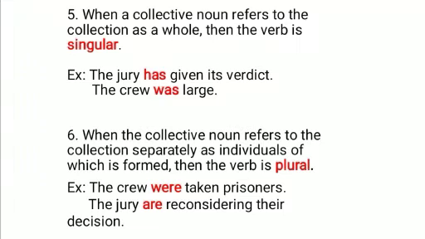Coming to the next rule, when a collective noun refers to the collection as a whole, then the verb is singular. So what is a collective noun? It is a collection of things or people taken as a whole. Now this rule states that if this collective noun refers to the collection as one single unit, then the verb is singular. Example, the jury has given its verdict. Here the jury, a group of judges, is taken as one single unit. So we will write a singular verb, has. The next example, the crew was large. Here crew also is a singular subject, so was will be a singular verb for it.